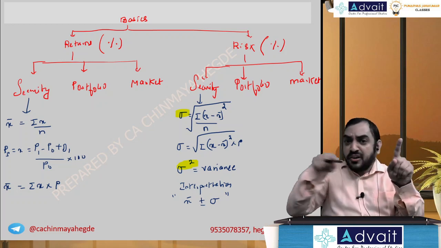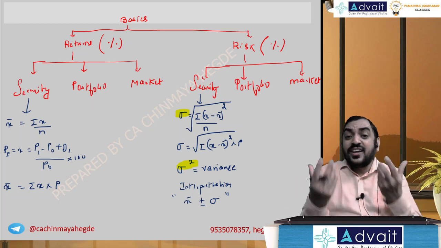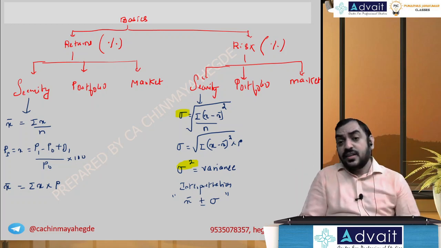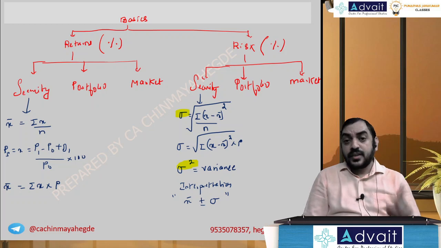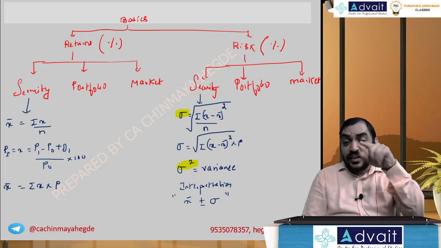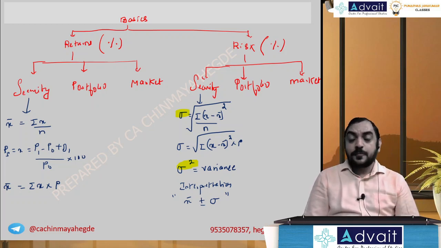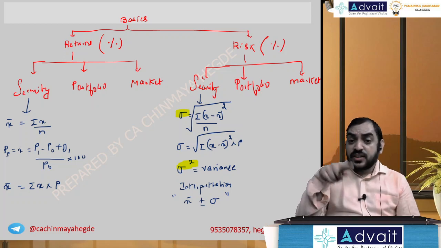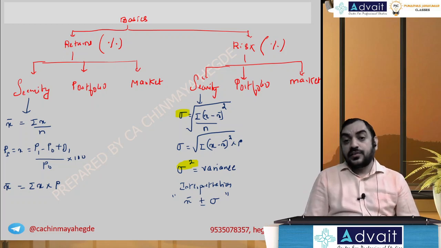30 is one side, 40 is another side. But what is the area of the site? 30 into 40, 1200 square feet. That length, 30-40, that is standard deviation. And the area, 1200, is variance. What is the significance of this?